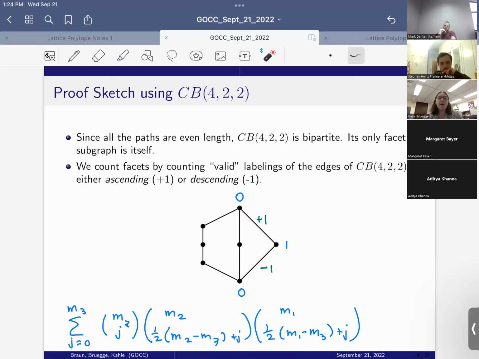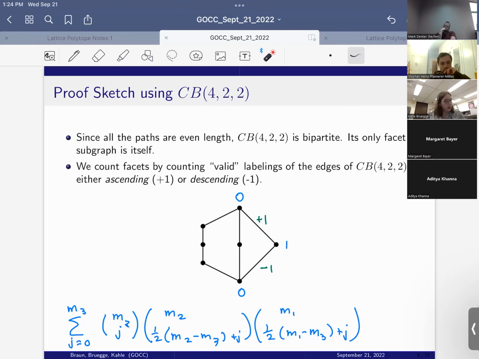Once we figured out that labeling the edges as ascending or descending was kind of the right way to think about it in this case, the proof wasn't too bad. But it still led to not the prettiest looking formula.